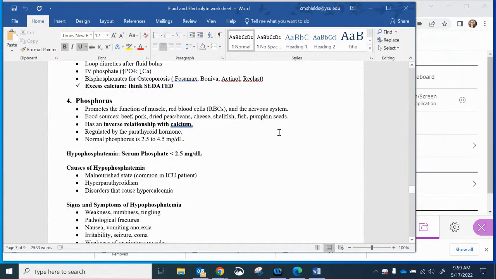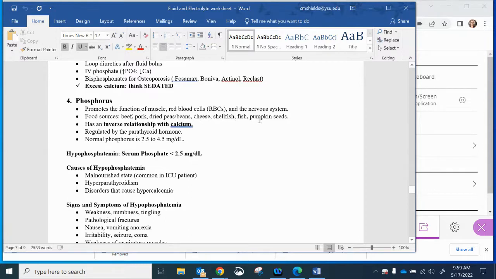Phosphorus promotes the function of muscles, red blood cells, and the nervous system. Again, for the nerve impulses, electrolytes play a huge role in any type of nerve activity. Some food sources: beef, pork, dried beans, peas, cheese, shellfish, fish, pumpkin seeds.